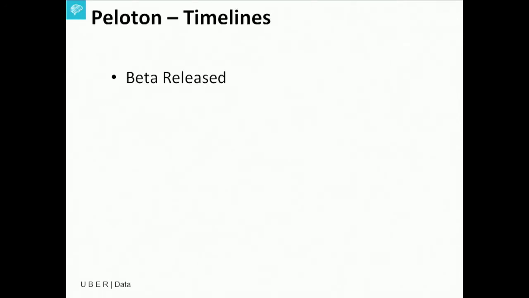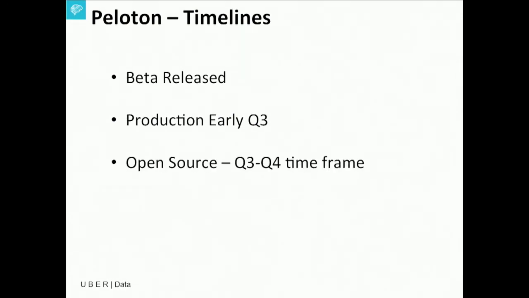So Peloton timelines, we have beta released. Production, we are going early Q3. And probably we are going to open source in the Q3, Q4 timeframe.